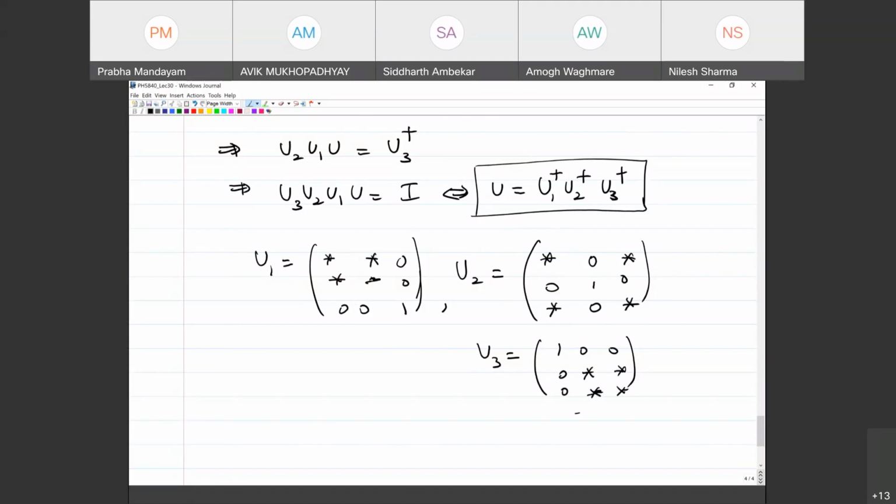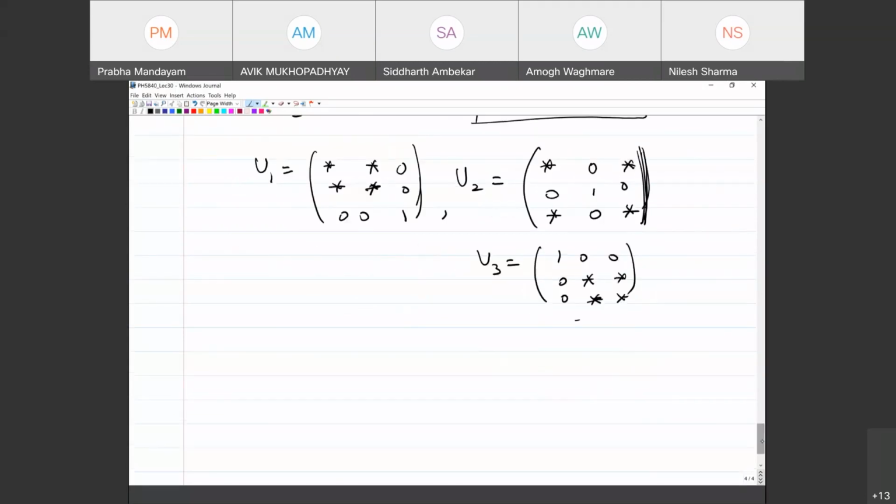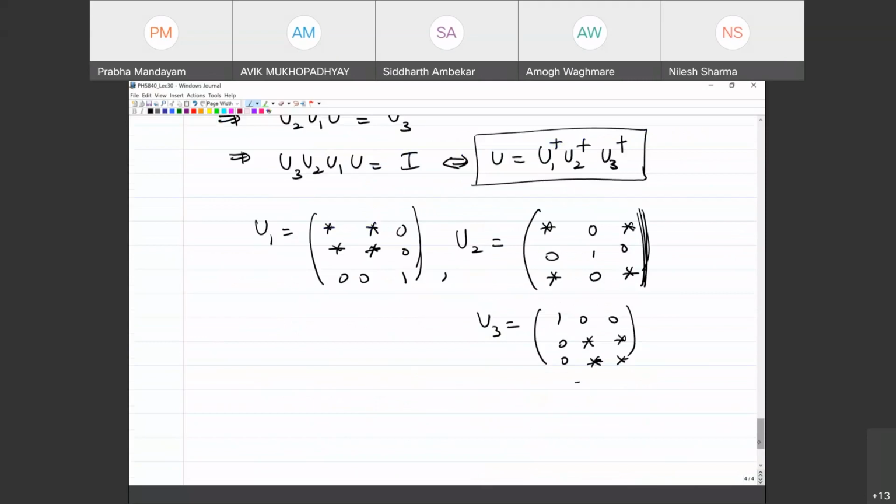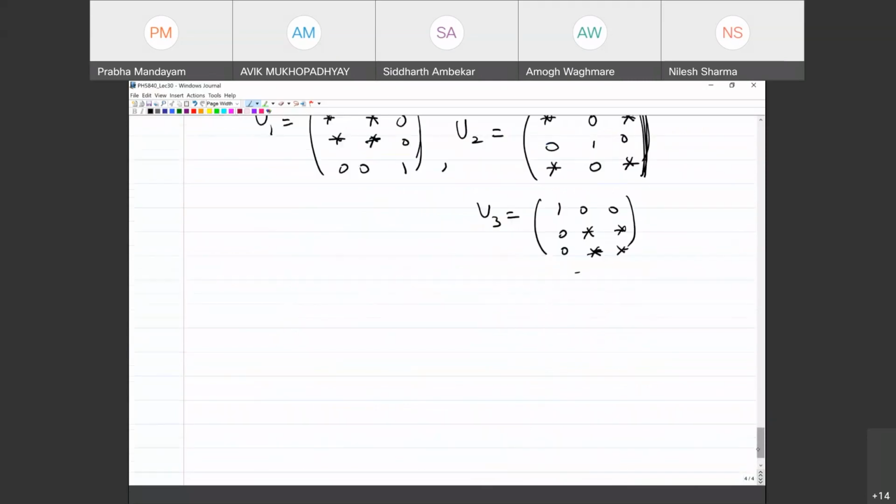Sorry, these three, you have three two-level unitaries basically, and a sequence of this, or a product of these, gives you the desired unitary matrix. Okay, so now you can extrapolate from this and argue what you need for a D-level matrix. So is this itself clear?